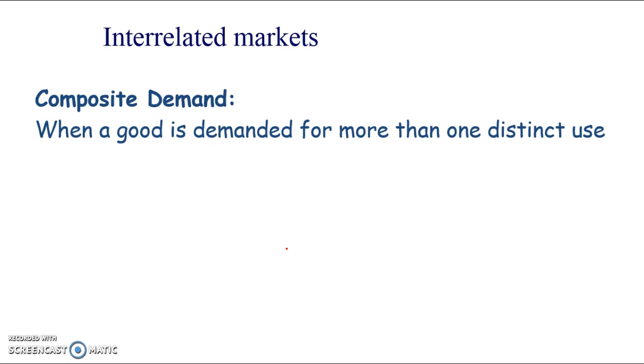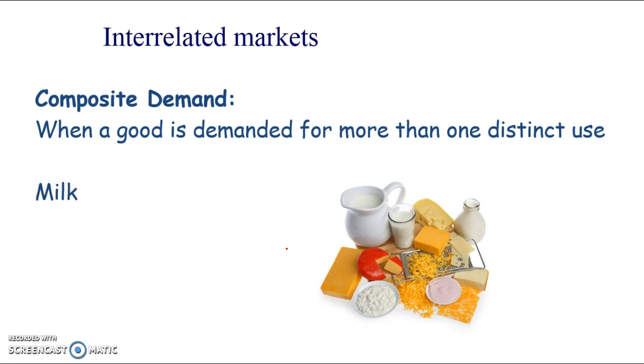This is when a good is demanded for more than one distinct use. So milk can be demanded because it's one of the main ingredients to make all of these products here. So we've got some cottage cheese, it looks like. I'm not too sure what that one is there, that slightly pink thing. It looks a bit like tiramisu latte to me, but I don't know if there is milk in tiramisu latte, but some kind of paste or something. We've got loads and loads of cheese varieties here. We've got cream, we've got milk, semi-skimmed milk. So milk is just used for so many different products.